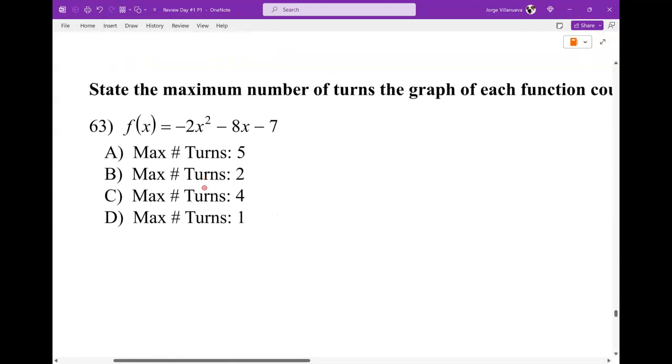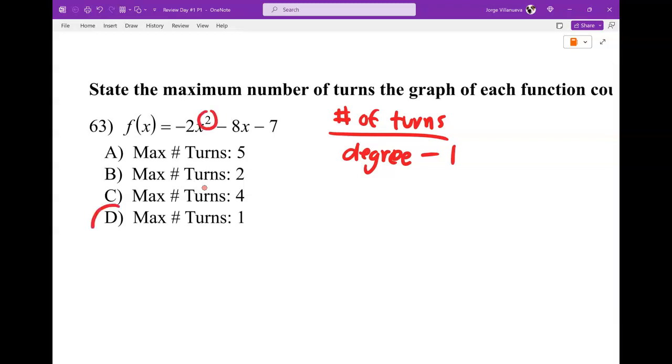State the number of turns. Well, remember, number of turns, I'll write it down for us right here. It's 1, right? Number of turns is just the degree minus 1. My degree here is a 2, so 2 minus 1 is 1. So that one's easy, not too bad.